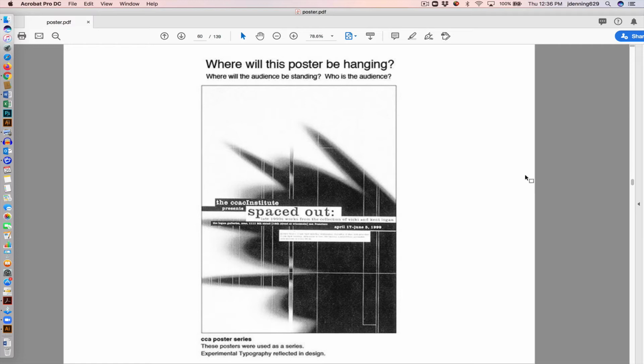So one thing to think about is where will the poster be hanging? Where will the audience be standing? And who is the audience? This was a series of posters designed using really simple graphics and typographic visual hierarchy. And they're kind of cool because they have this really experimental approach to the layout.